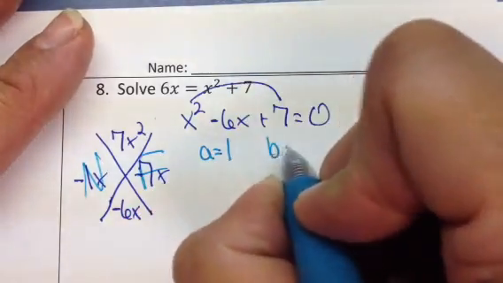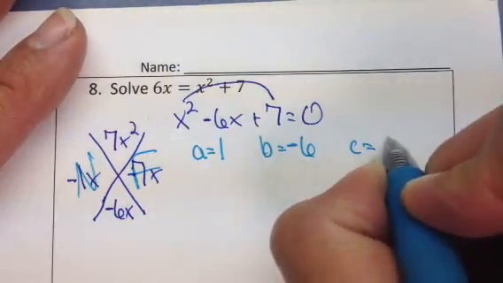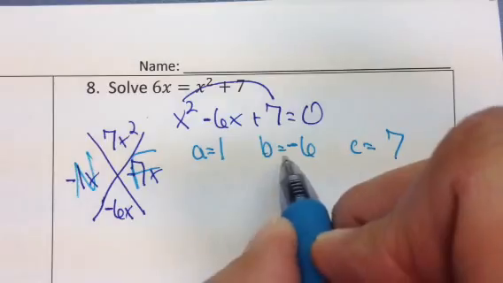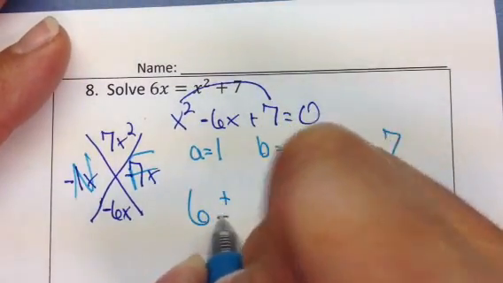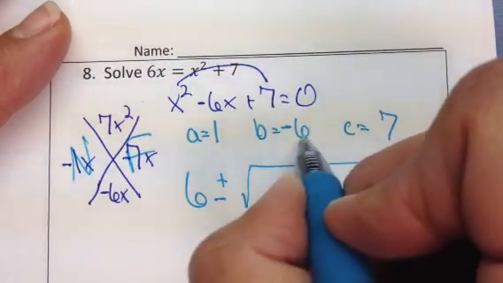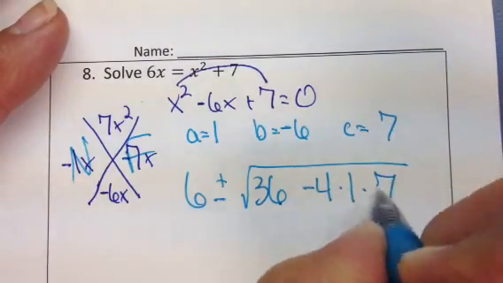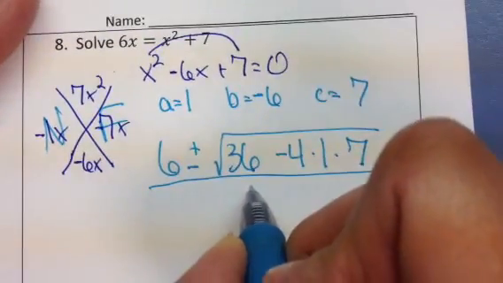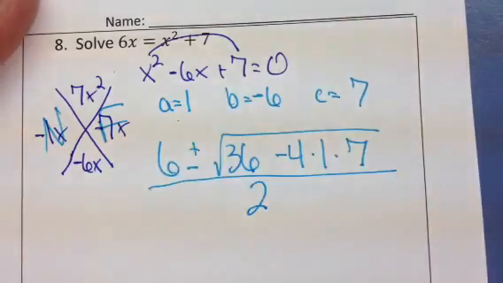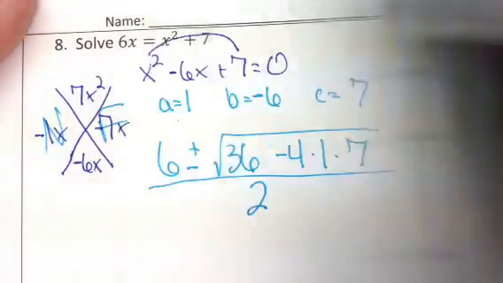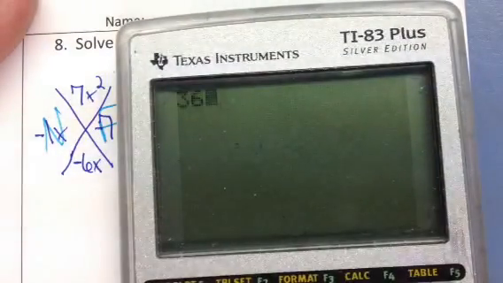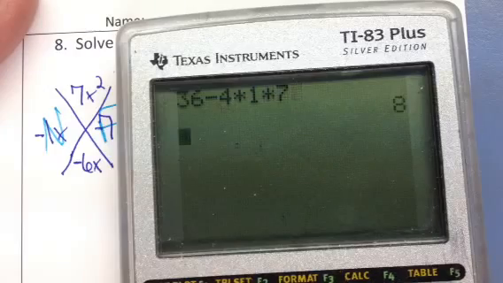A is 1, here's B, here's C, and I'm going to do x equals opposite B, plus or minus square root B squared, so that's 36, minus 4 times A times C, and it's all over 2 times A, which is 2. 2 times 1. So again, go to your calculator, and we're going to do 36 minus 4 times 1 times 7. And I get 8.